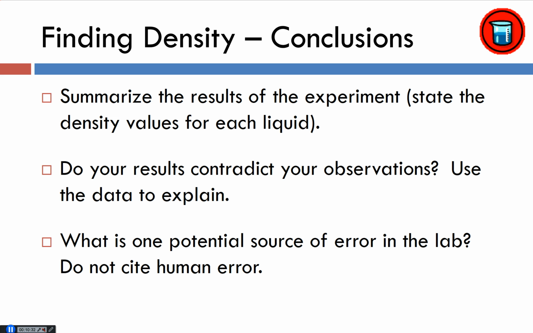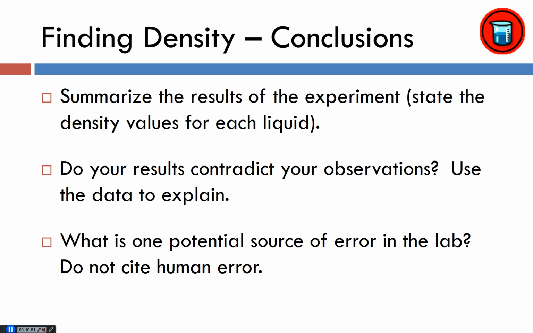Again, we saw the Coke sinking and the Diet Coke floating, and we've already just looked. The Diet Coke data does not support the observation that was made. And this last one is usually difficult for students to figure out, even in the advanced chemistry lab that we teach here. What is one potential source of error in the lab?